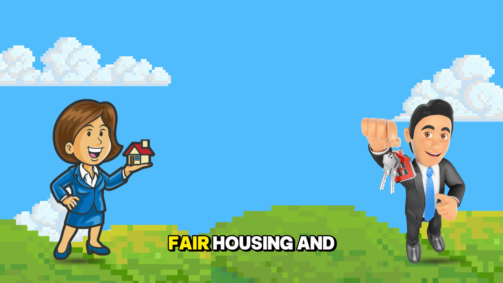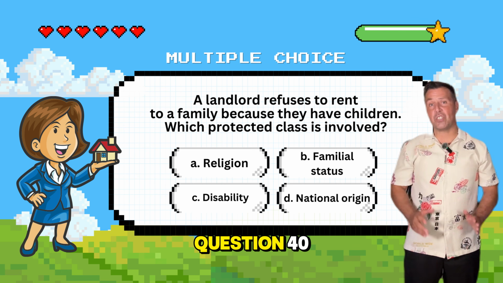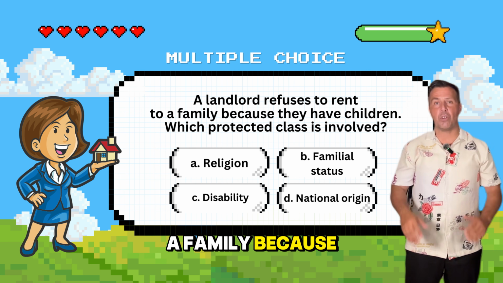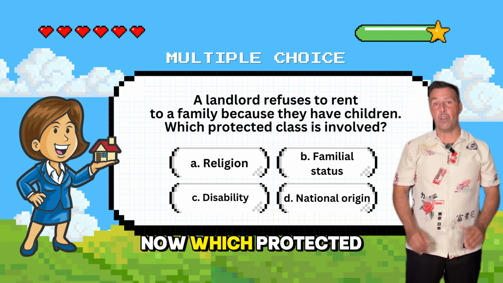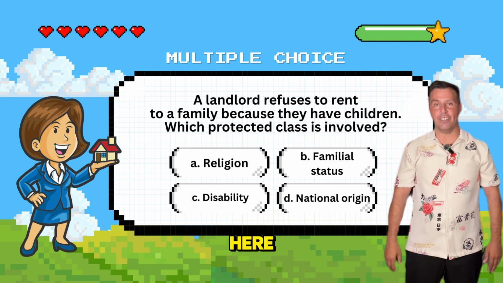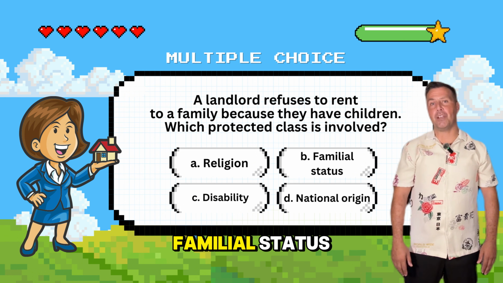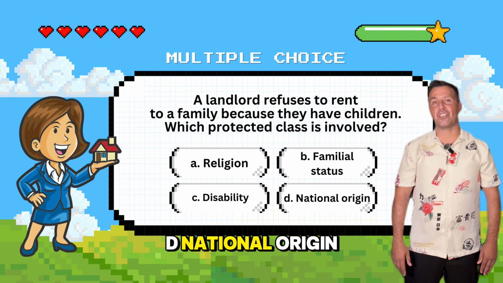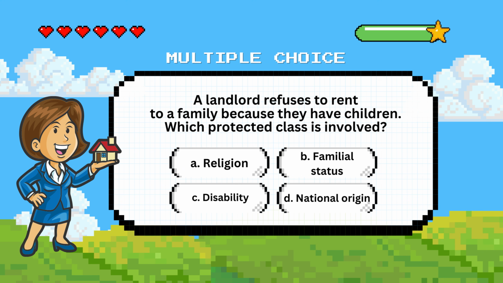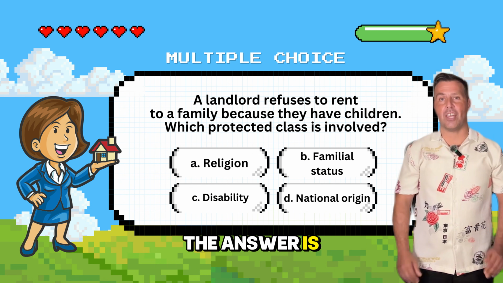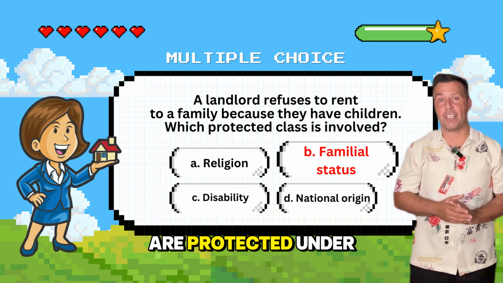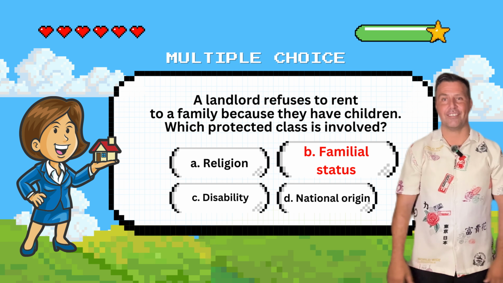Part 7. Fair housing and ethics. Question 40. A landlord refuses to rent to a family because they have children. Now, which protected class is involved here? A, religion, B, familial status, C, disability, or D, national origin? The answer is B, familial status. Families with children are protected under the Fair Housing Law.